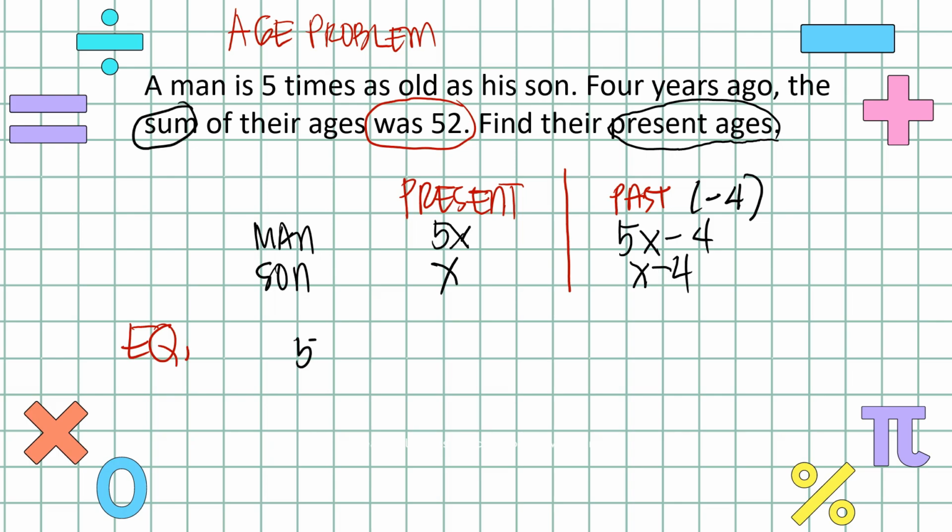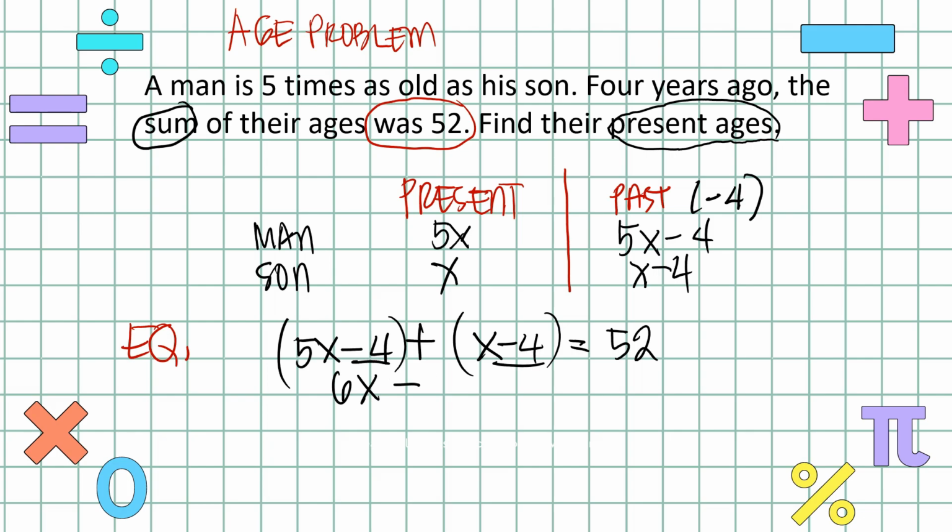So the sum of their ages 4 years ago, which are 5x minus 4 and x minus 4, adding them together was 52. That's according to the problem. And simplifying this, 5x plus x is 6x, negative 4 plus negative 4 is negative 8, equals 52. Now let's add 8 on both sides to cancel the 8. We'll have 6x equals 60. And lastly, divide both sides by 6. We'll get x is equal to 10.